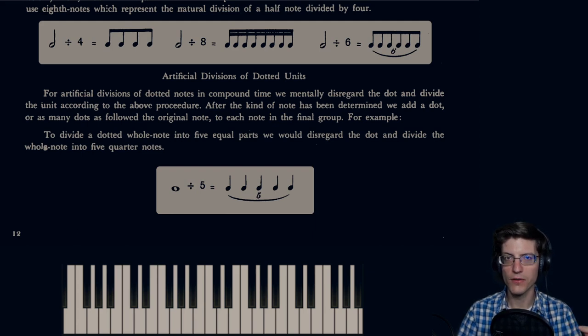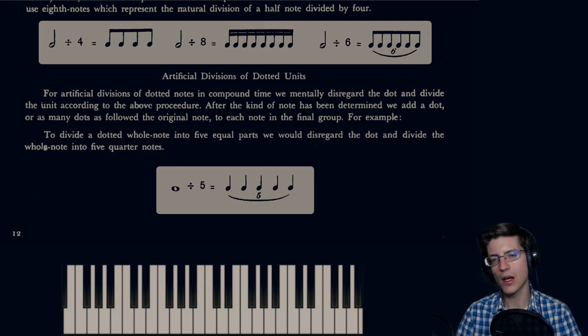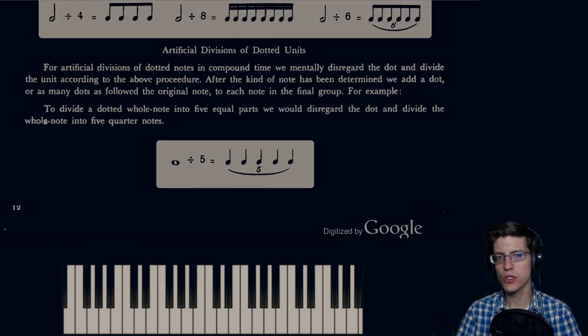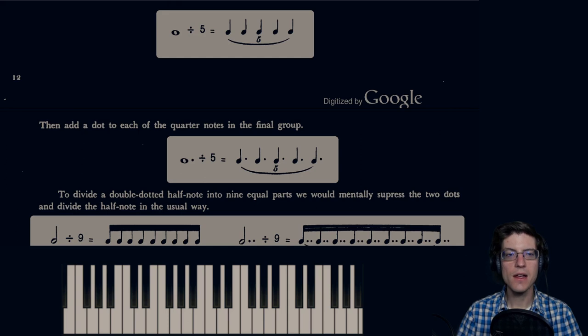Whole note divided by four is four quarter notes. Tack one on, now you have an artificial division of five. Then add a dot to each of the quarter notes in the final group. So it's actually pretty simple.